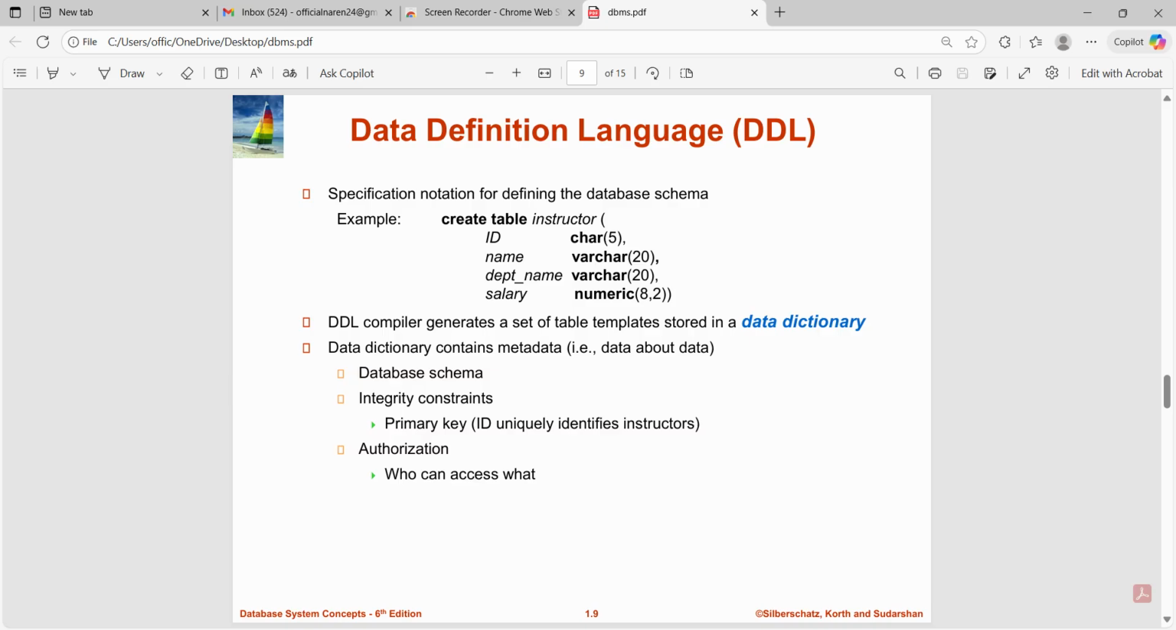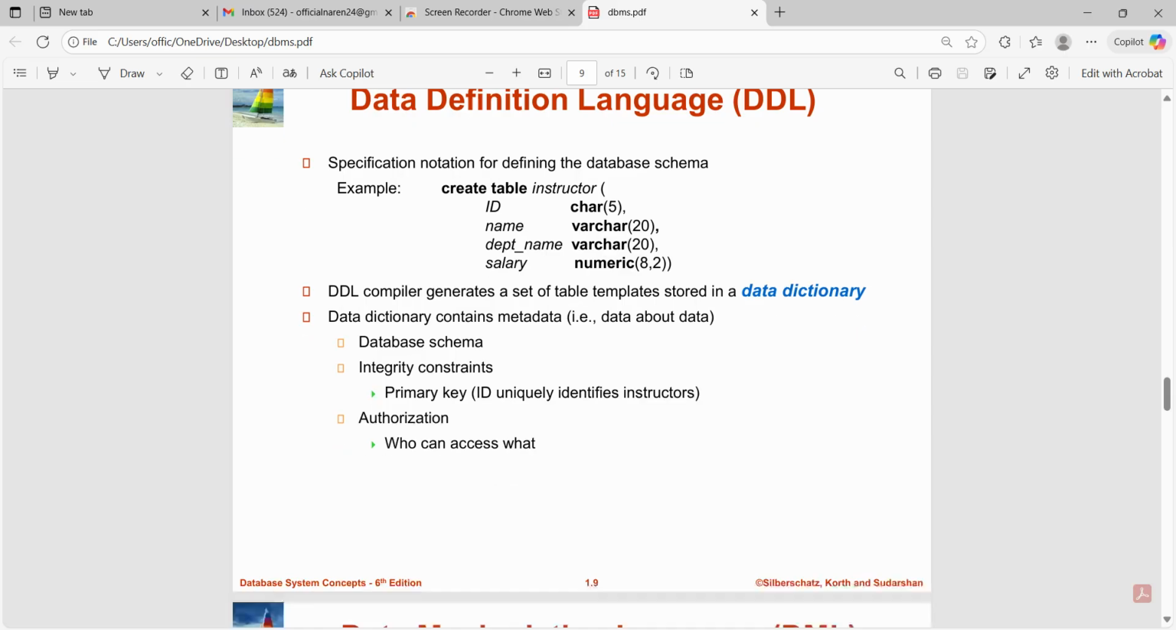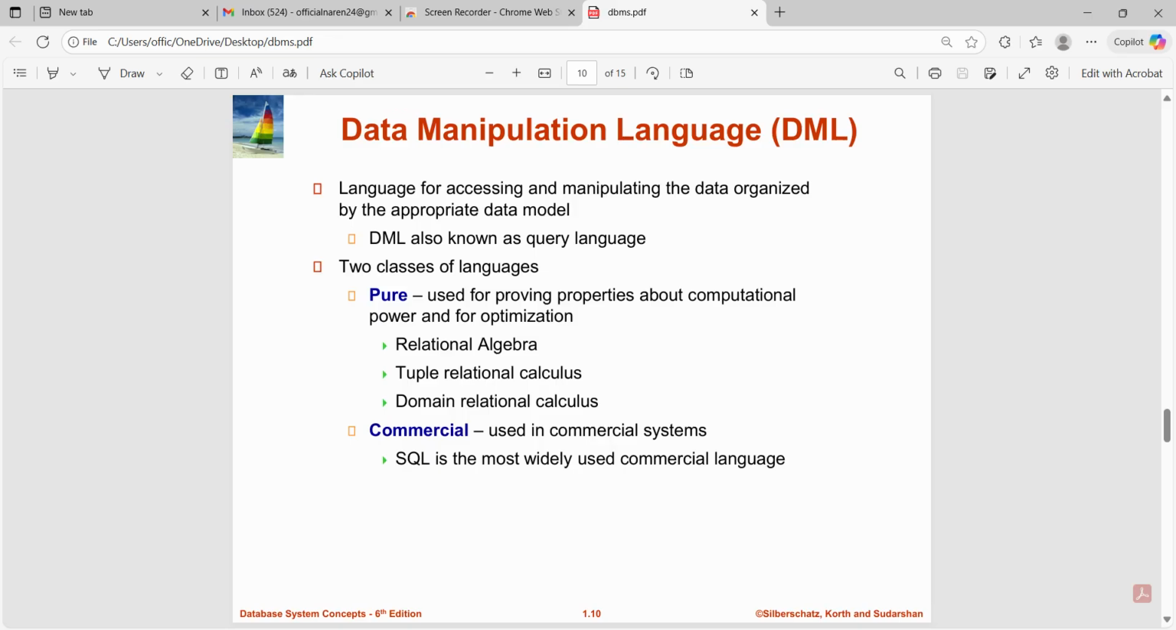Behind this, there is an integrity constraint which is stated by primary key, secondary key, or foreign key. There is an authorization part where you can grant or revoke certain kinds of access of particular data to a particular customer. So next one after data definition language is data manipulation language.